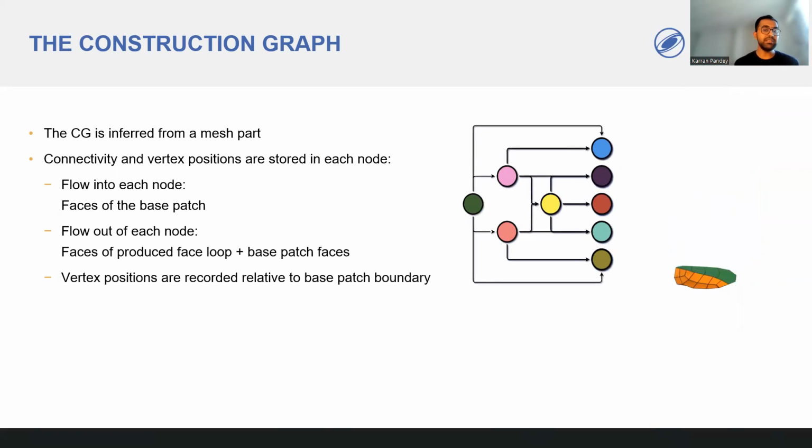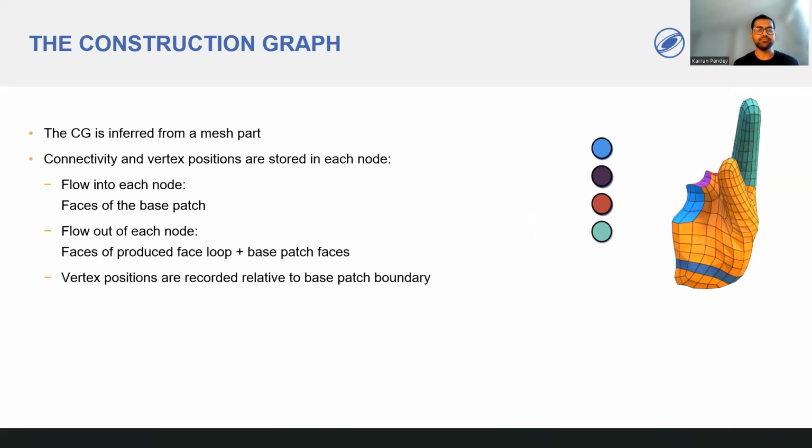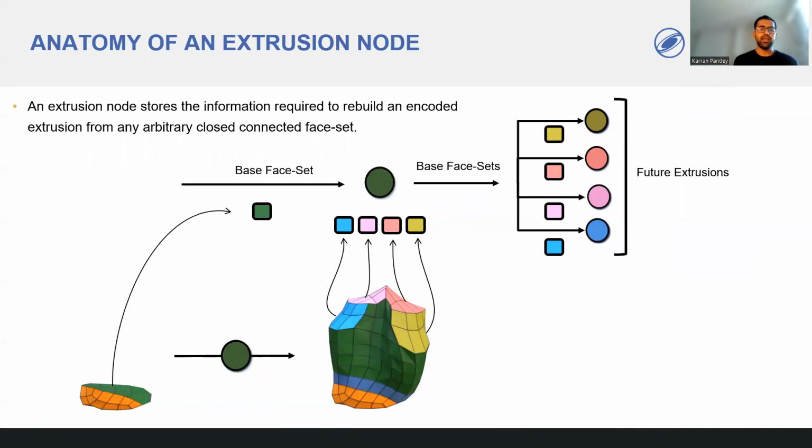The graph can then be used to apply the stored construction history to a given face set, thereby reconstructing the encoded feature or mesh part. An extrusion node in the construction graph contains sufficient information to implement the extrusion operation on any arbitrary closed connected face set.